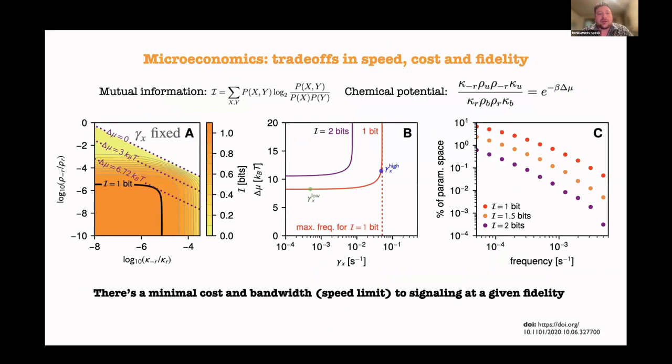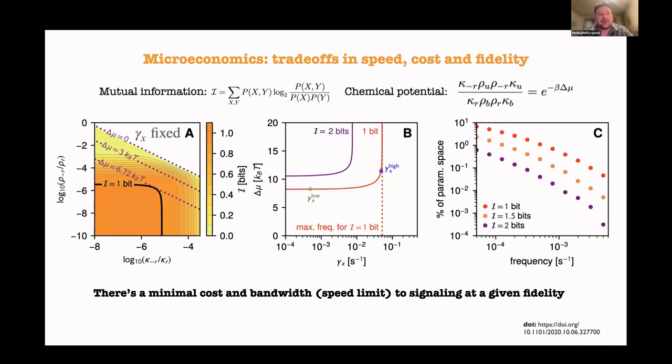And so we're interested in essentially microeconomics, meaning that we're interested in the trade-offs between speed, cost, and fidelity in the system. The two basic quantities that we have to introduce in order to study this are the mutual information between the input and output signals, which we denote I, and the chemical potential, which basically signifies how irreversible the push-pull loop is. So basically what we do is at a fixed signaling speed. I should mention that the signaling speed gamma x is the inverse autocorrelation time scale of the input. It's basically the speed at which the input gets turned over.